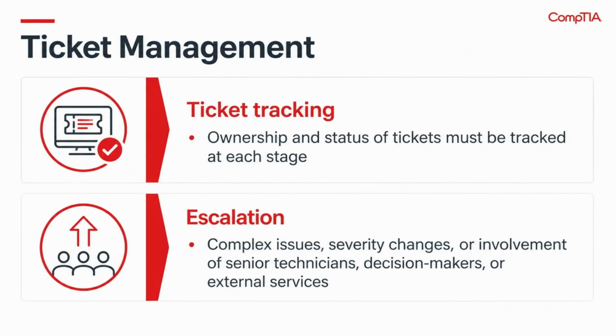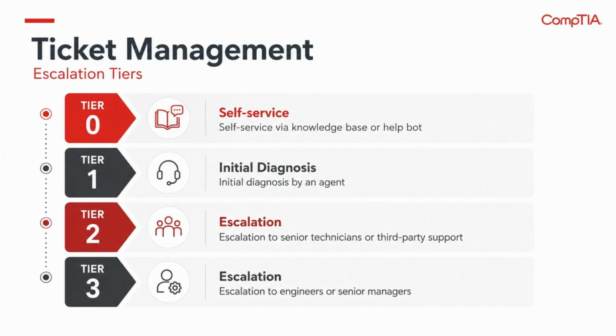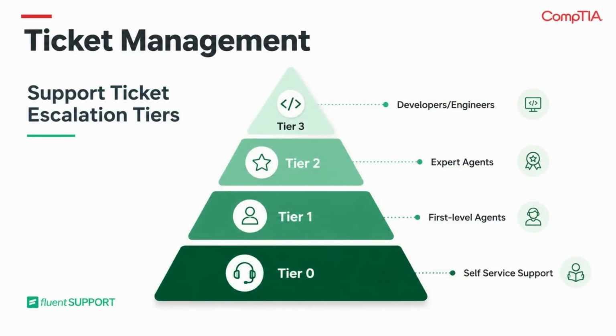Effective ticket management relies on consistent tracking and clear escalation paths. Every ticket's ownership and status must be monitored throughout its life cycle to ensure nothing is overlooked. Escalation happens when a ticket requires senior expertise or external support. The process is divided into tiers, starting with Tier 0 self-service and moving up to Tier 3 for complex engineering needs. This pyramid structure illustrates how support resources are allocated, with first-level agents handling initial contact, while expert agents and engineers address more technical challenges as they escalate.